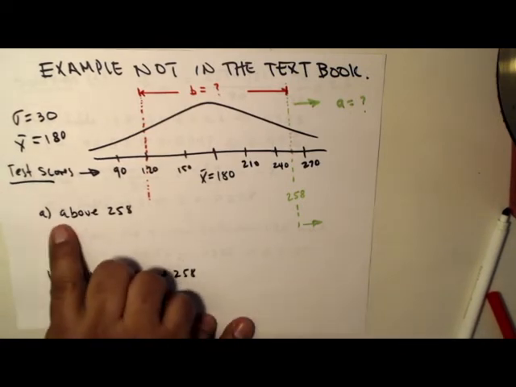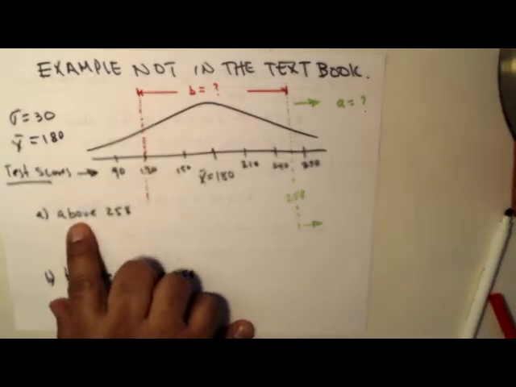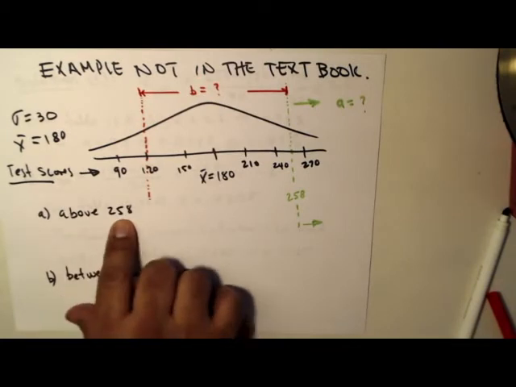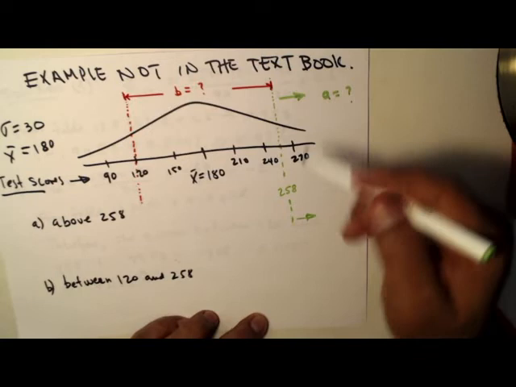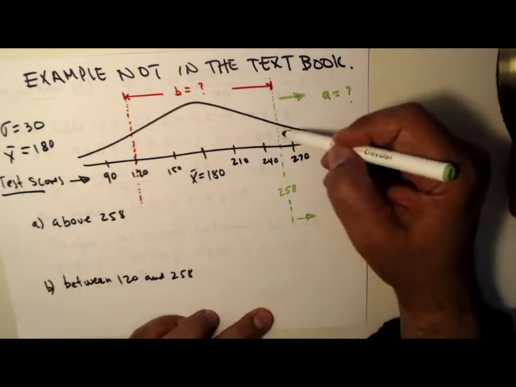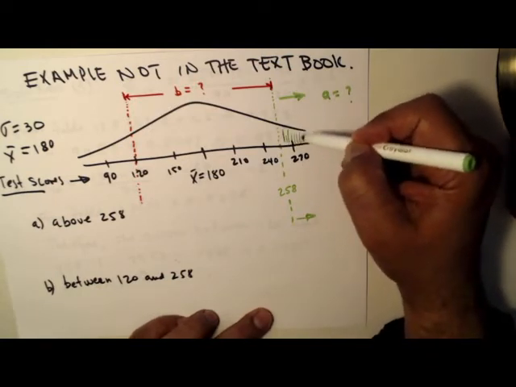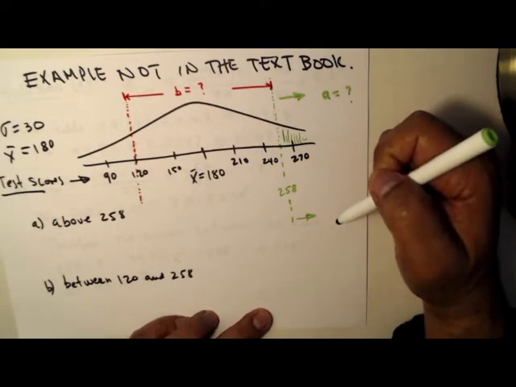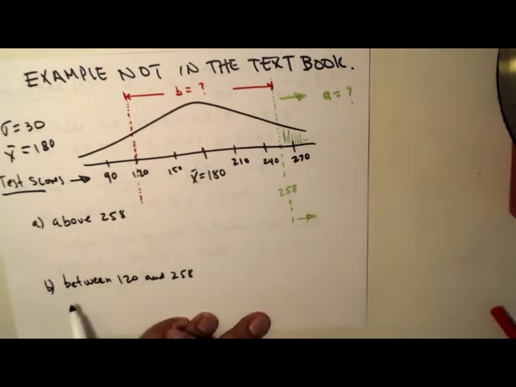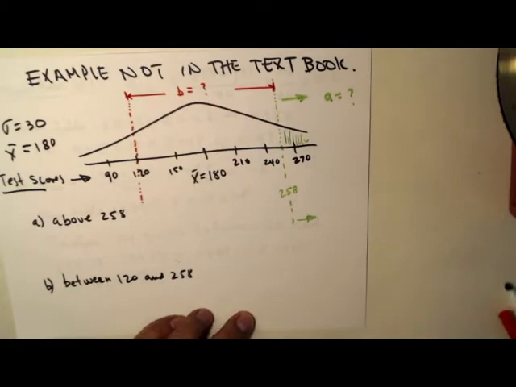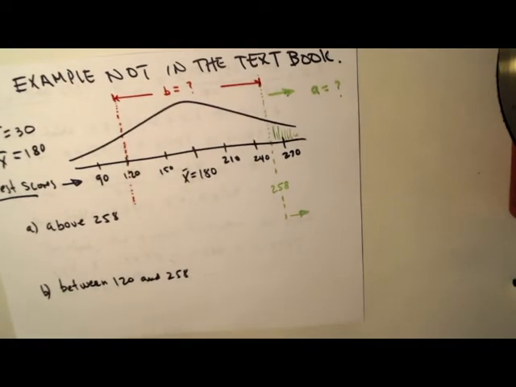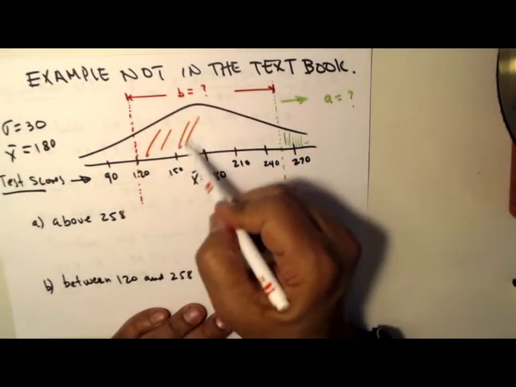And so now, question A, they're asking us for the test scores that are above 258. So basically they're asking us what's on this side of the curve right here. And for B, they say to calculate the test scores that are between 120 and 258. So in that case, they're asking us what's underneath this curve right here.